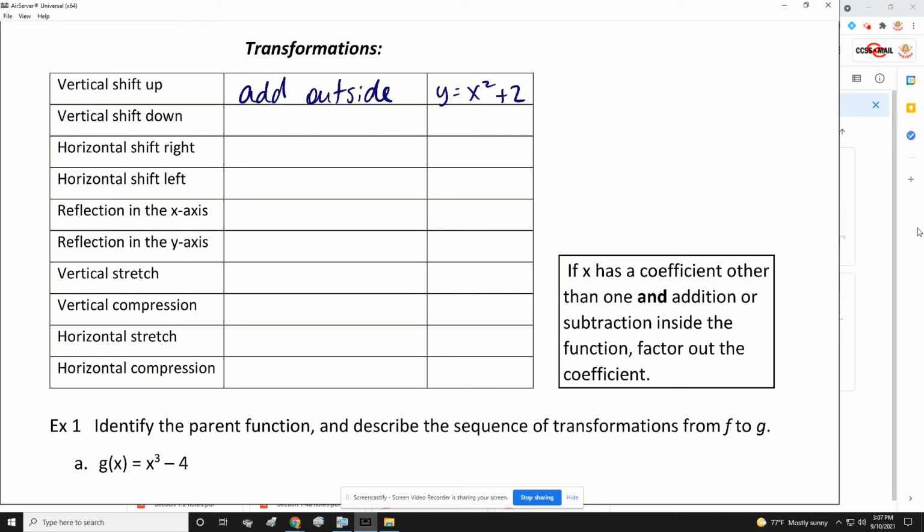Great, and then if I want to shift down, I'm going to subtract outside. So I want to take that quadratic graph and shift it down 3. I would just take the quadratic and subtract 3.